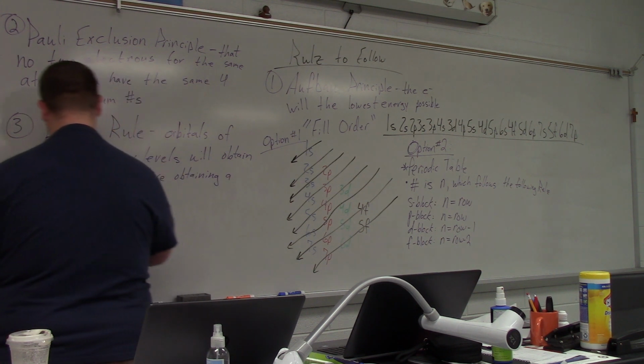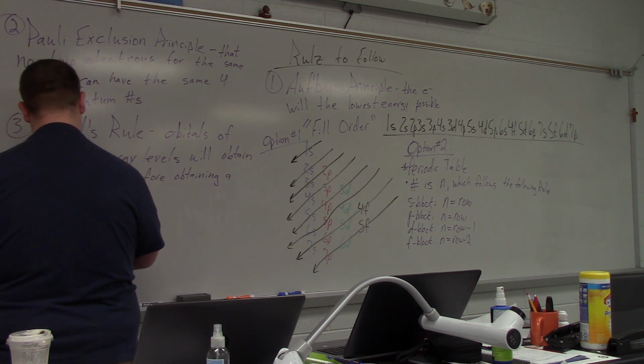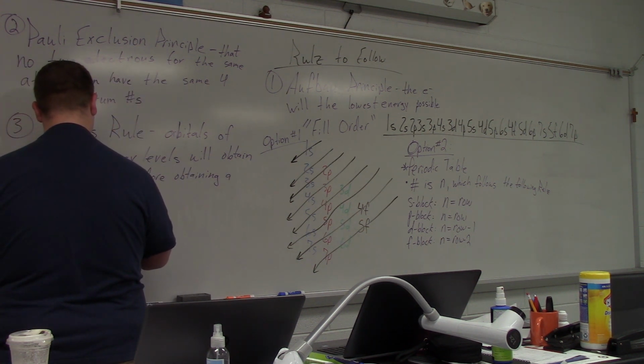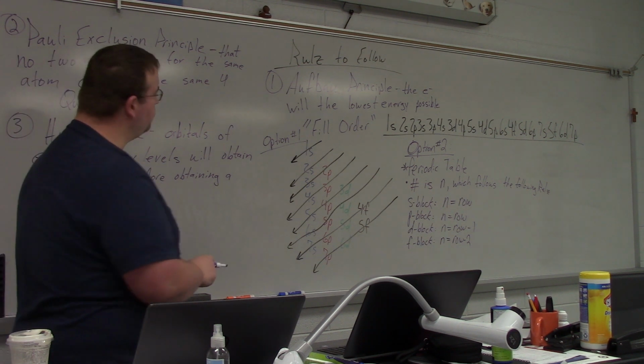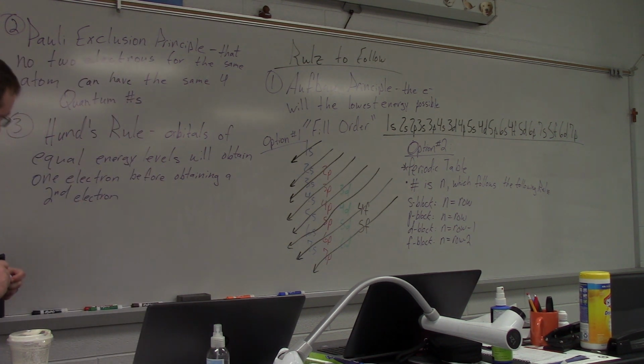I don't know what orbitals mean. I will let you know: orbitals are the probability areas of where we find electrons. So this is where electrons are located. That's what orbitals are. Here are the 3 rules.